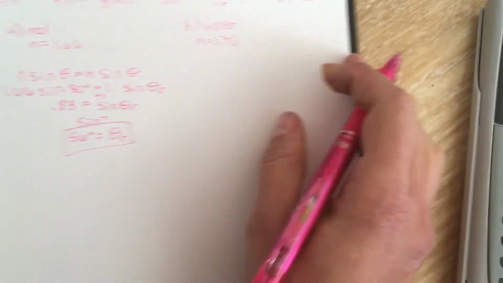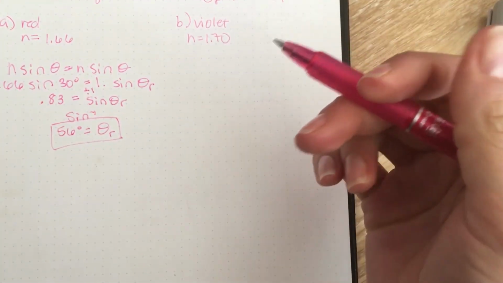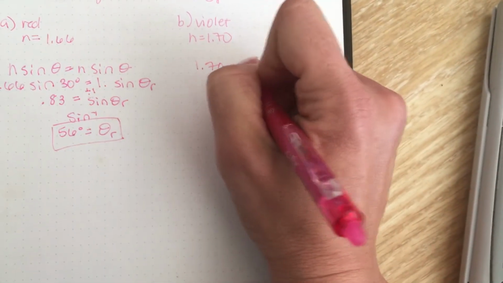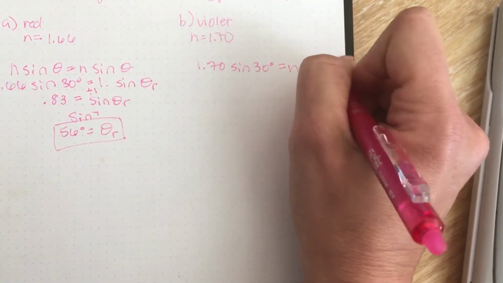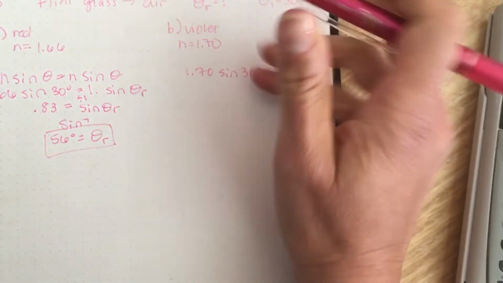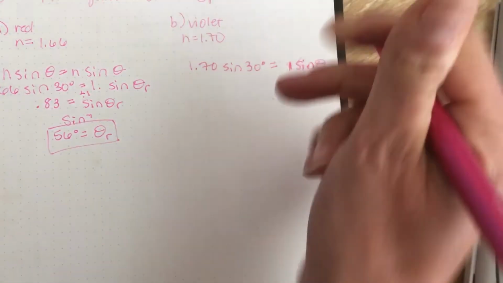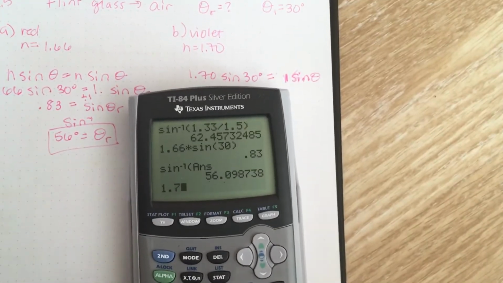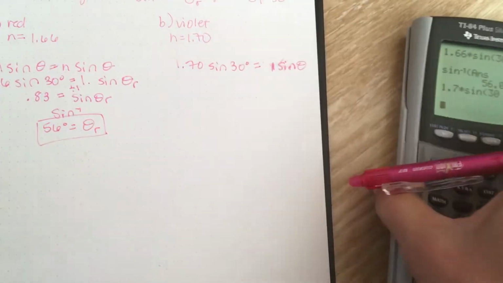Now I have to do the same process for the violet light. So remember, the left-hand side before was what it's coming from, it's the glass. So my n value is changing to 1.70 times the sine of 30 degrees still equals n sine of some value theta that I'd like to know. Sorry, this n is 1 because we're talking about air. So the first part, the left-hand side, I'm just going to plug into my calculator: 1.7 times the sine of 30 degrees. And I get 0.85.